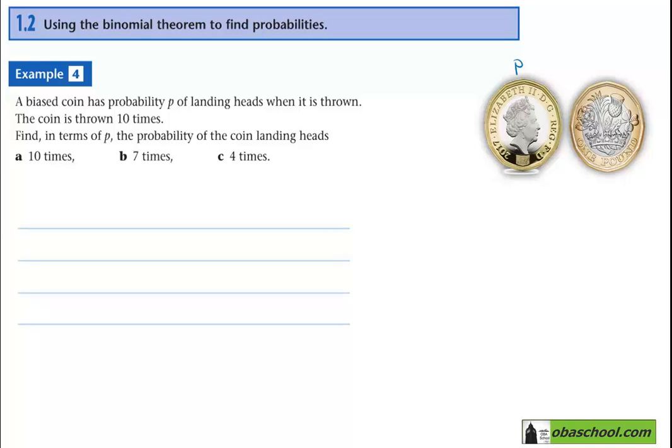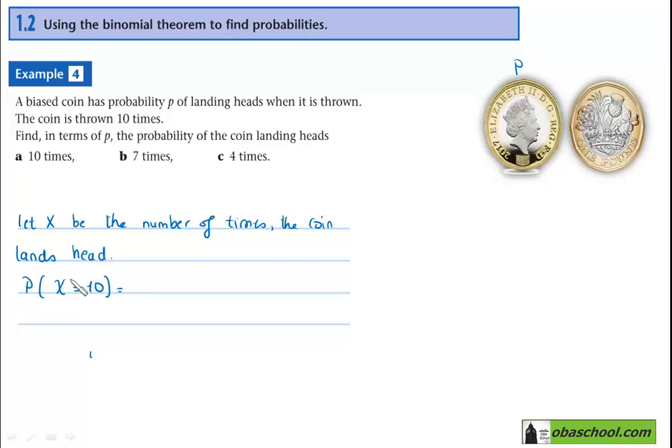To begin this question, we shall first define the random variable. The type of the variable is discrete, as you are counting the number of heads. Consider the symbol x for this random variable. So, let x be the number of times the coin lands head. Thus, we are going to find probability of x equals 10.